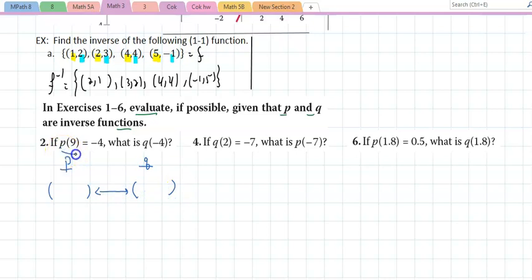When they say P of 9 equal negative 4, that says when x equal 9 in the P function, y equal negative 4. If I switch those to the inverse, doesn't that become negative 4, 9? And what is this asking? This is asking what's the y value in the inverse when x equal negative 4? What's the y value? Doesn't that mean Q of negative 4 equal 9?